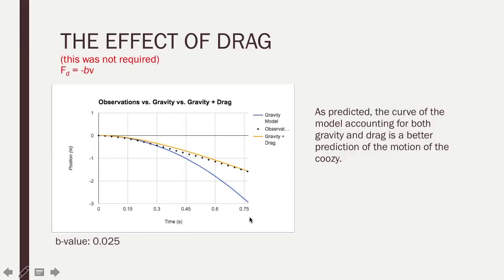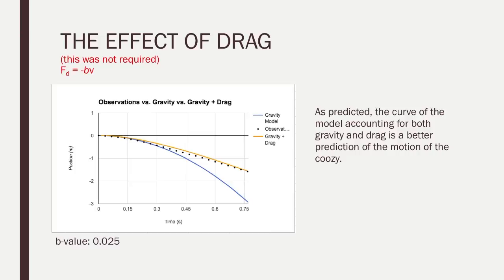This was not required, but this is the effect of drag and how the models compared. The formula for drag is the proportionality constant times the velocity of the object. And as I predicted, the curve of the model accounting for both gravity and drag is a better prediction of the motion of the koozie.